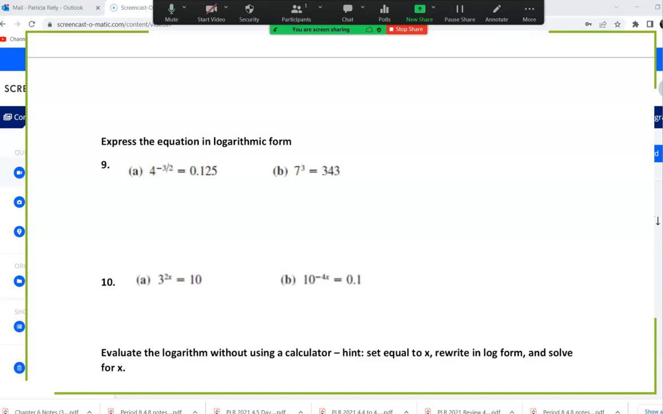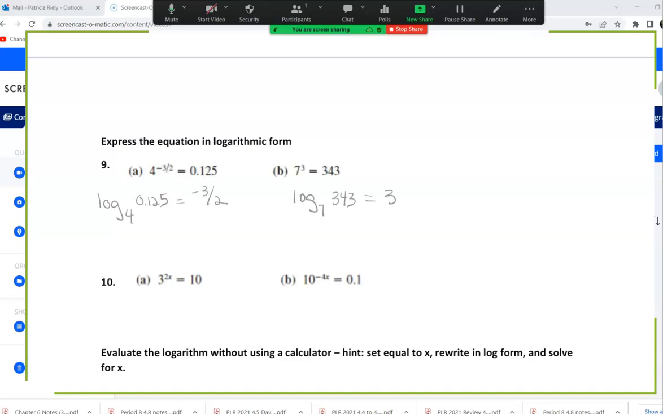So for 9a, I say, okay, what's my base? My base is base 4. Logs equal exponents. So the exponent was -3/2. And then this is your argument right here. Done. Okay, this is log base 7. Logs equal exponents. That's your exponent. And then put your argument right there.